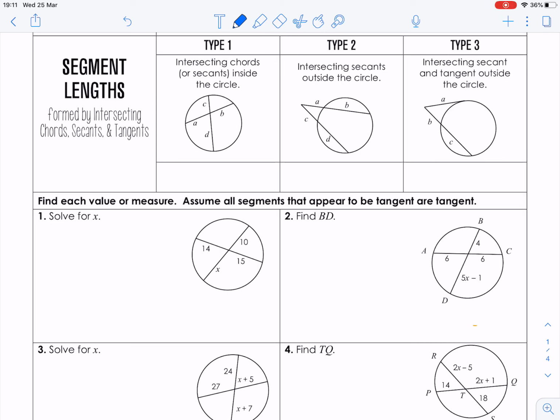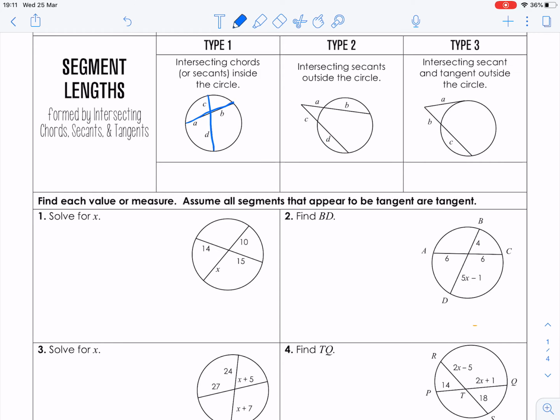Here we go. So there are three types of segment lengths that are formed by intersecting lines or segments. Type 1 would be intersecting chords or secants inside the circle. Type 2 would be intersecting secants where they intersect outside the circle. And type 3 would be an intersecting tangent with an intersecting secant. So we're going to talk about all three of these one at a time.